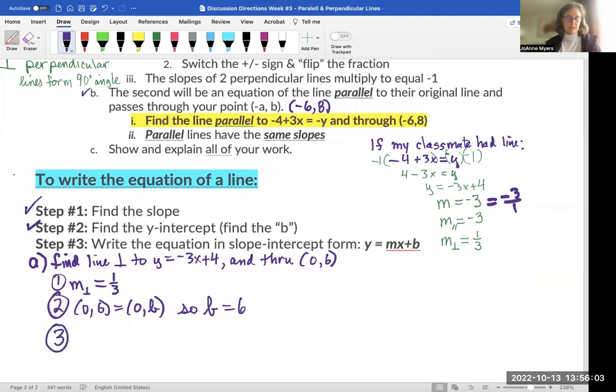So step 3 is write the equation y equals mx plus b, plugging in the numbers for your m and your b. So y equals 1/3 x plus 6, and I'm done. That's for part A, finished.